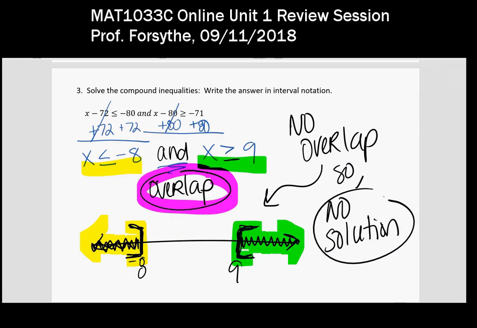Okay? And then, so that means for the answer, you're going to type does not exist. And there is no interval notation you would write because there is no interval that is your solution. Okay? All right.